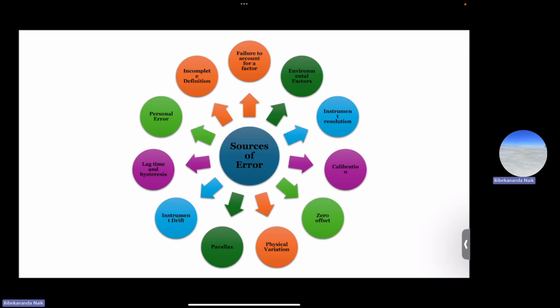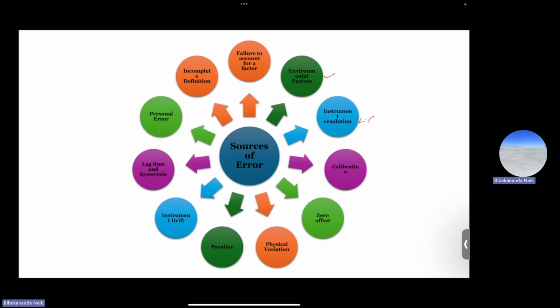And this is environmental factors. For example, you want to measure the temperature of this room, so that might be different depending upon the environment you are in. Then instrument resolution, which is again related to the least count of the measurement. Then calibration. Calibration is basically, for the measurement you are taking, you are using a certain instrument, whether that instrument is calibrated.